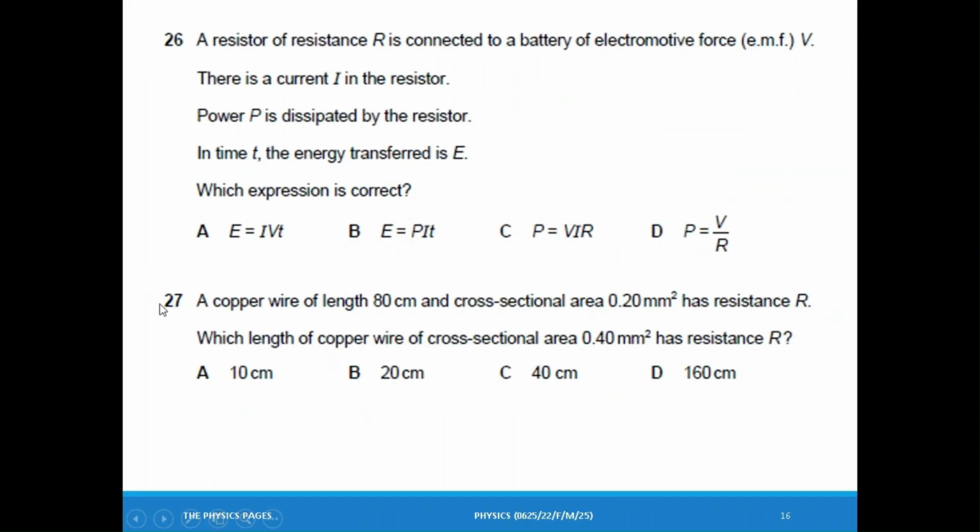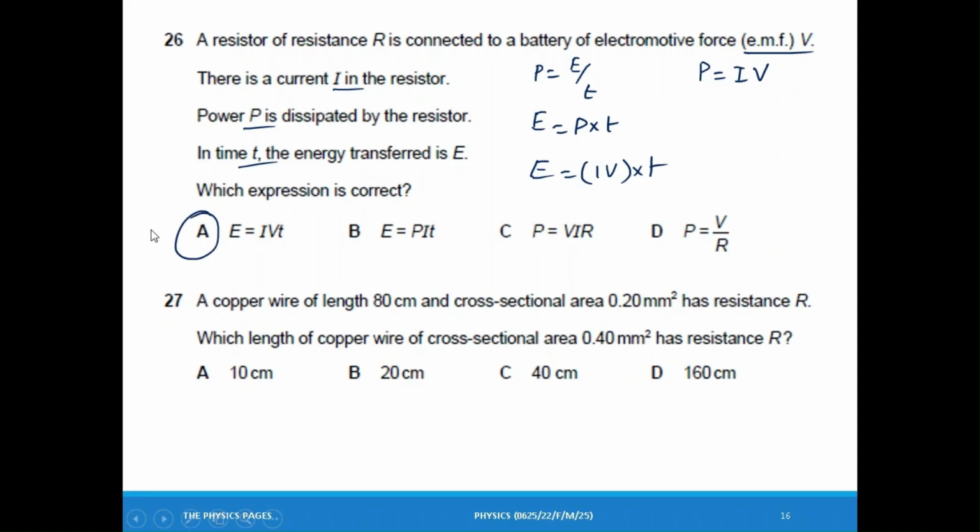A resistor R is connected to a battery of EMF V. Current is I, power is P, time is t. We know that power is equal to energy delivered per unit time. So you can say energy is equal to power times time. We also know that power is equal to current times voltage, the potential difference. So if I substitute it, it will be I V t. So here option A is the correct choice.